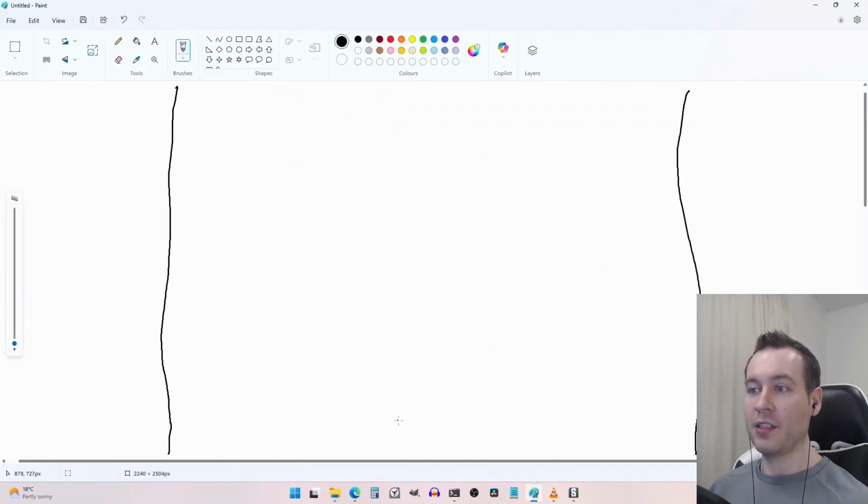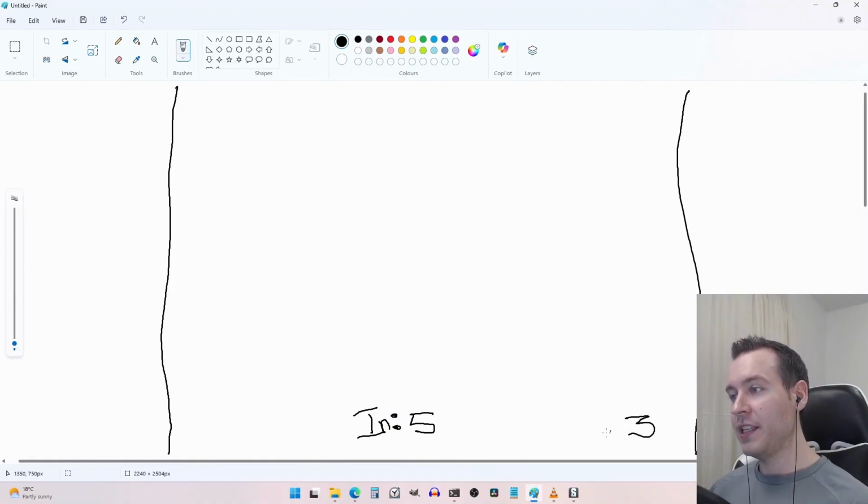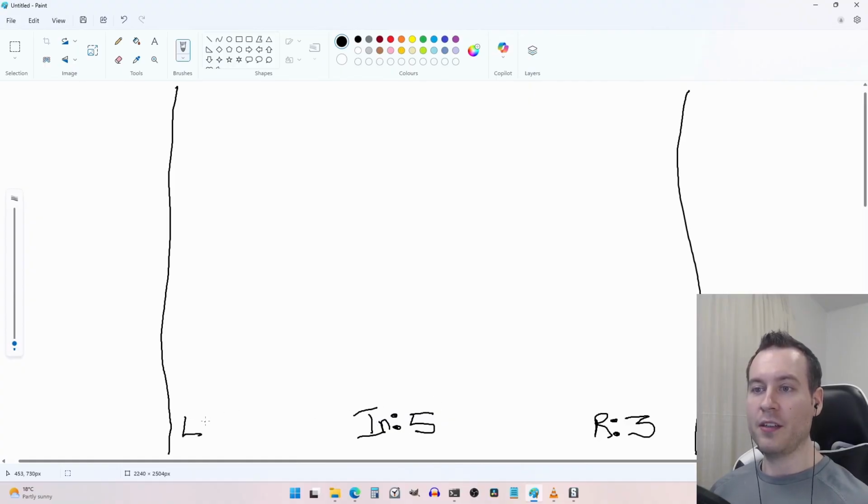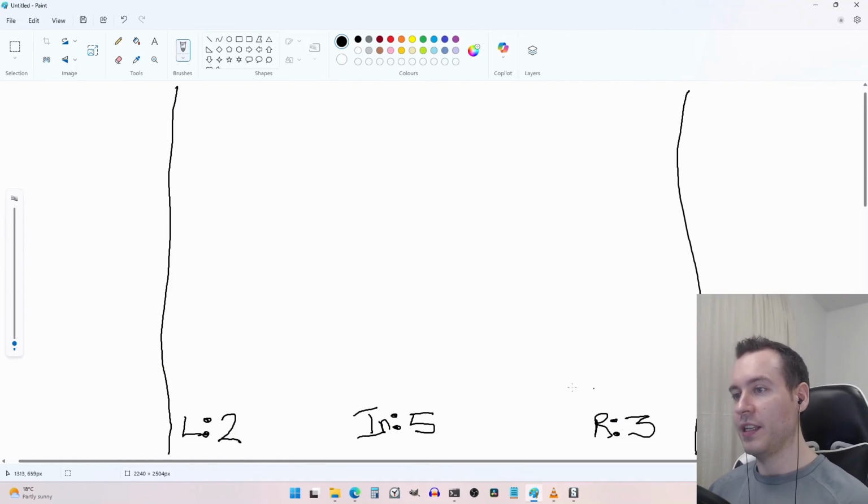So we start off with the in being 5 reinforced iron plates, and an assembler for modular frames needs 3 reinforced iron plates. So the left and the right must add up to 5. So the remainder that will likely go to storage or whatever projects we have later on will have to be 2. 2 plus 3 equals 5.